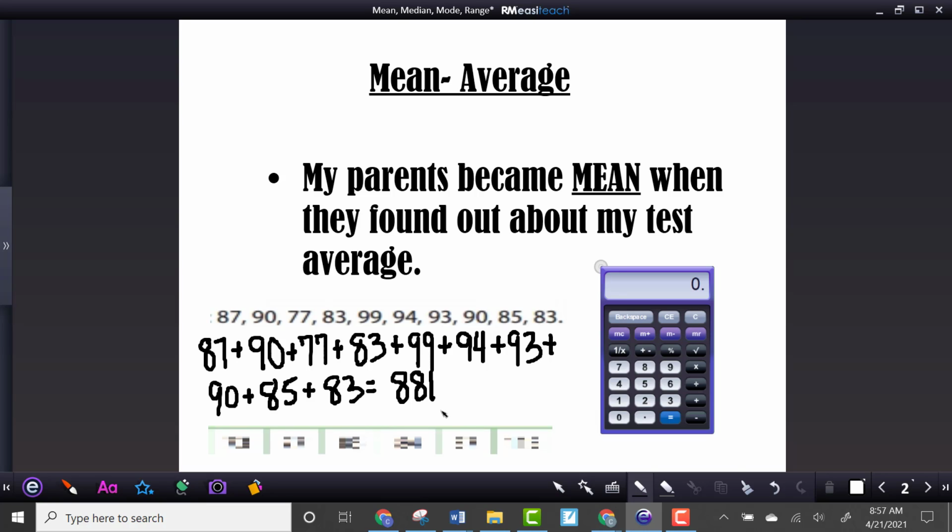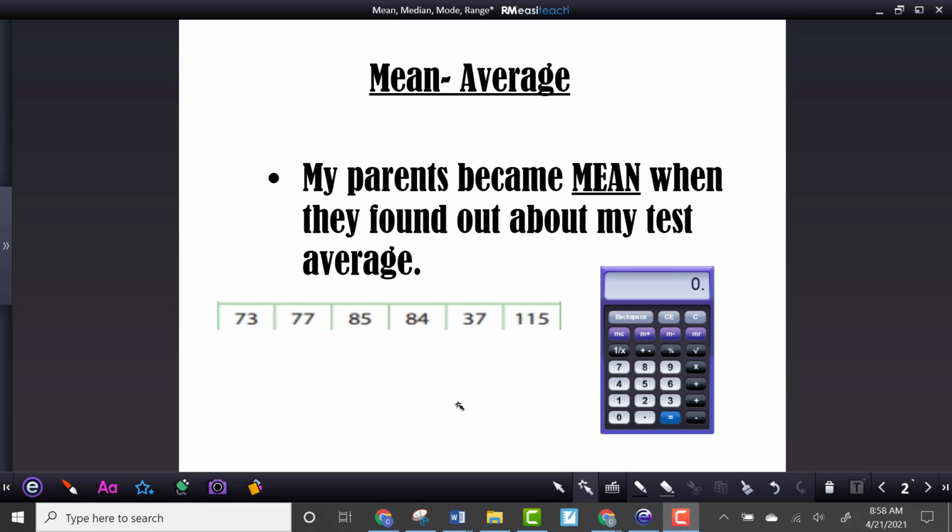Now, in order to find the average, or find the mean, next you divide by the amount of numbers that you have. There are 10 total numbers in this data set. So I take 881 and divide that by 10, and you can use your calculator for this. Why 10? Because there are 10 total numbers in our data set. And that's going to give us the average of 88 and 1/10 for this data set.